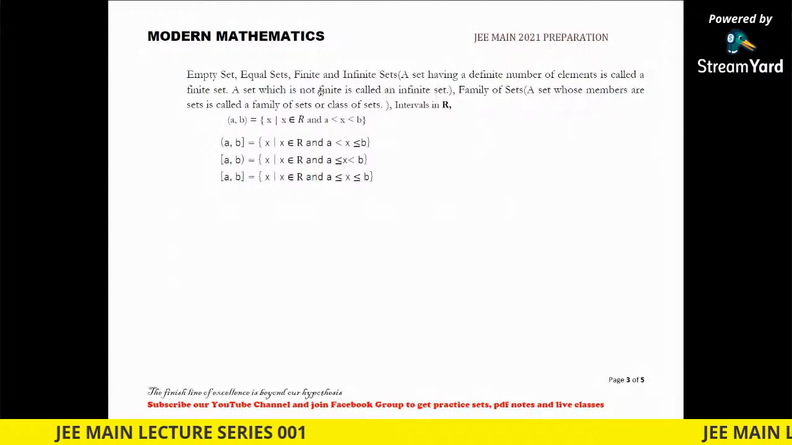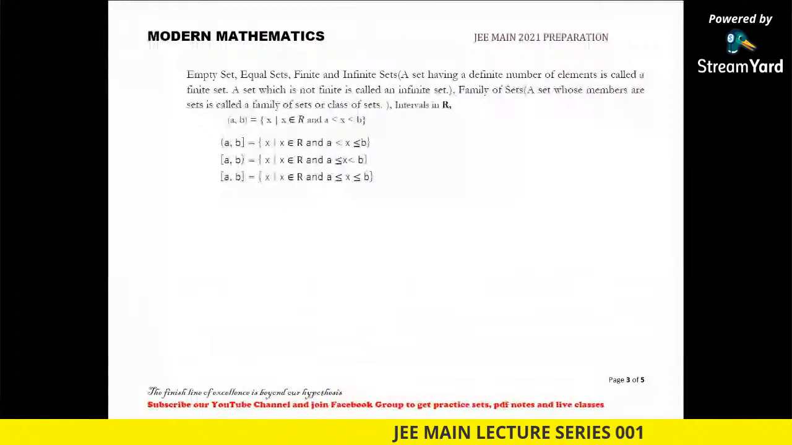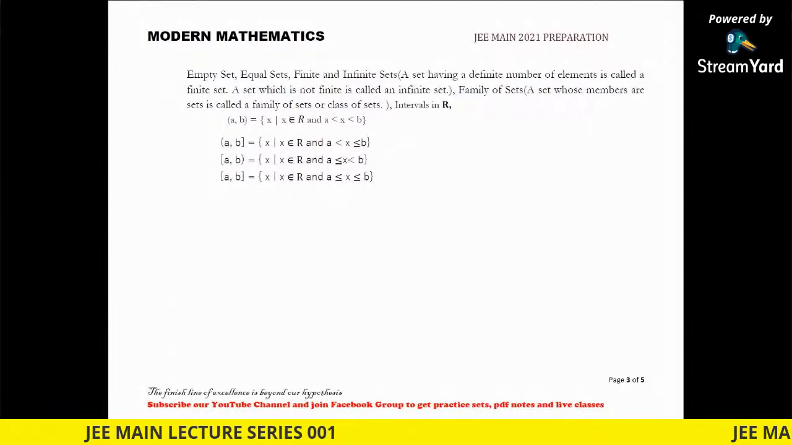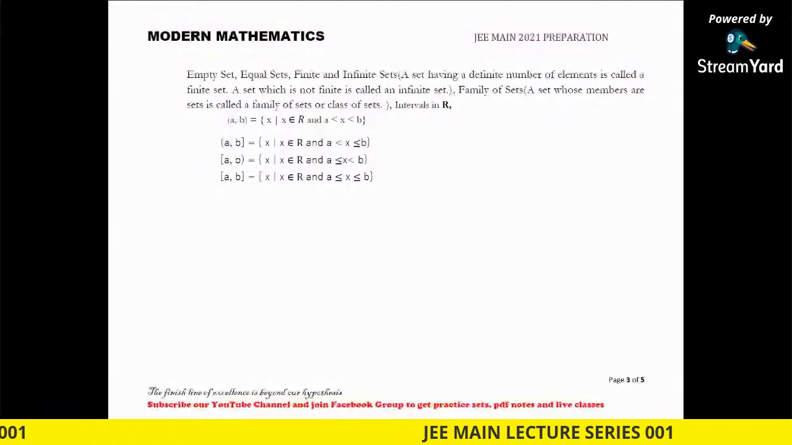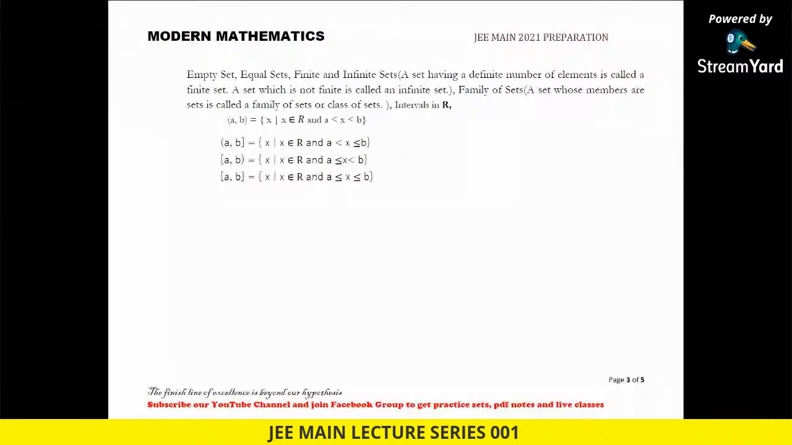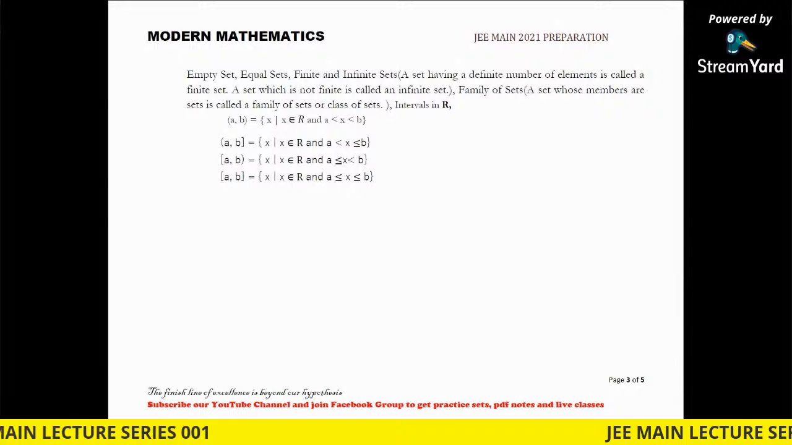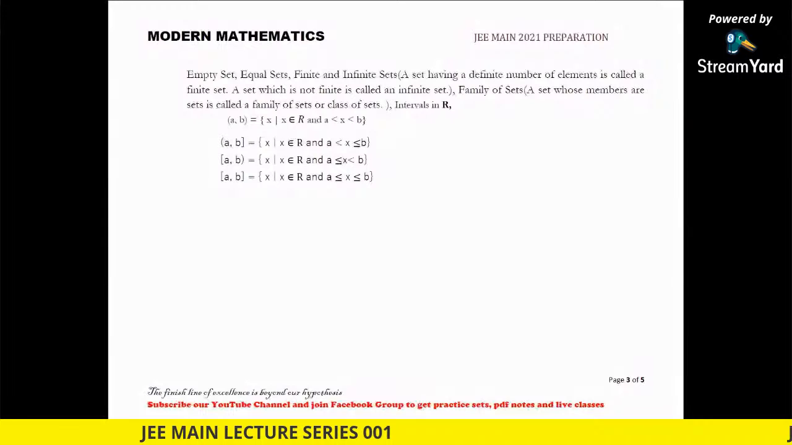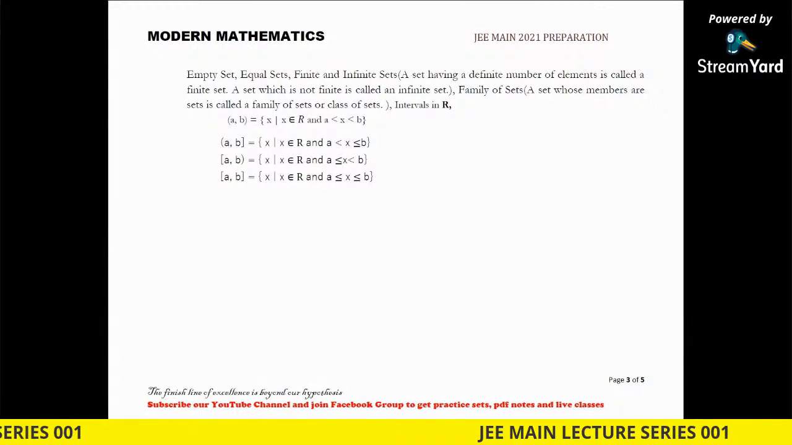That means, if you choose a set from mathematics, suppose the natural numbers, there is an infinite number of elements. If a set has an infinite number of elements, it is an infinite set. If there is a finite number of elements, it is a finite set. So according to the number of elements of the set, we can classify sets into two: finite set or infinite set.